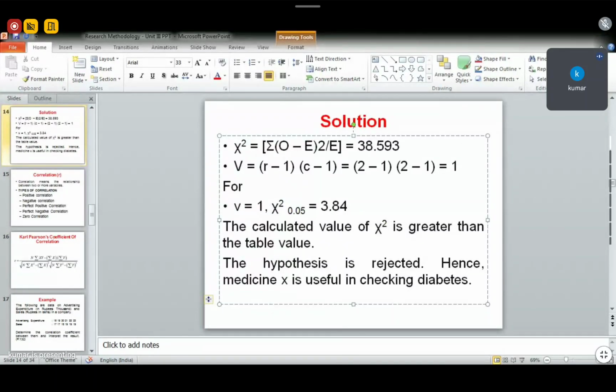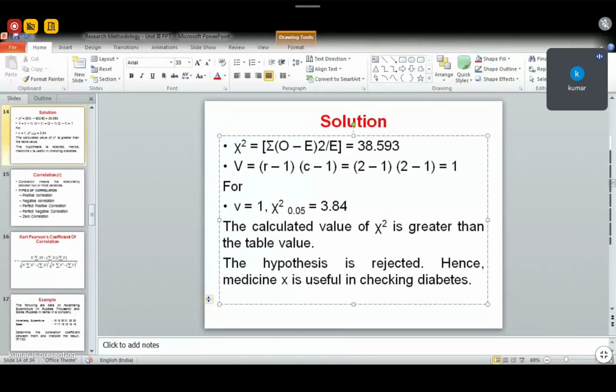What is the hypothesis? What is the question given in the problem? I will go back to the question. You go back to page number 120. See what is being tested, what is being asked. Discuss the usefulness of medicine X in checking the diabetics, right? Whether it is useful in checking the diabetes. So the null hypothesis is, we say that medicine X is not useful in checking the diabetes. That is how we have to start. That is called null hypothesis. When they ask is it useful, we start with the assumption that it is not useful. That is called null hypothesis.